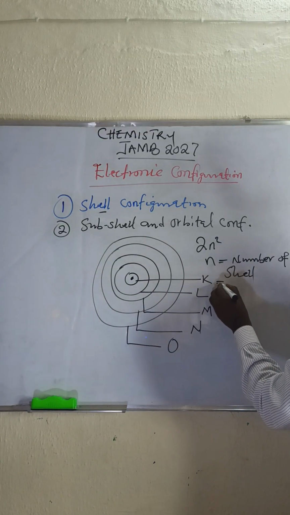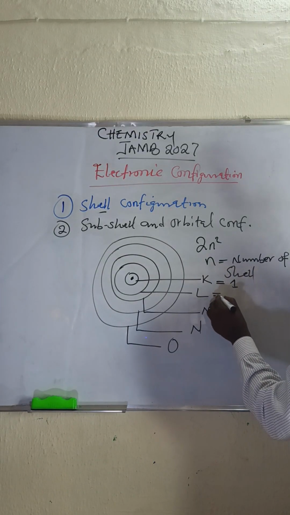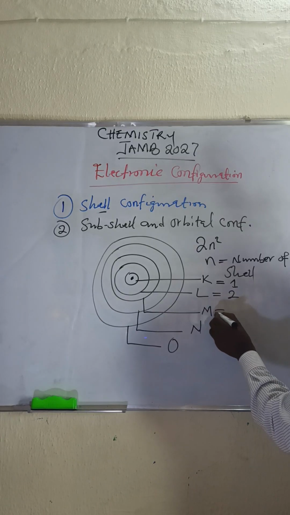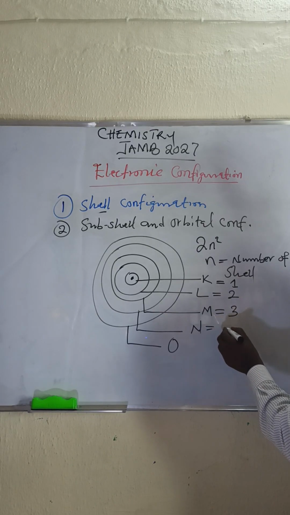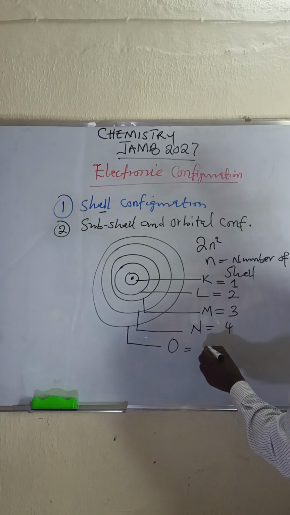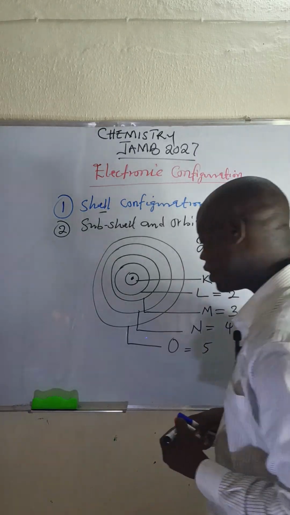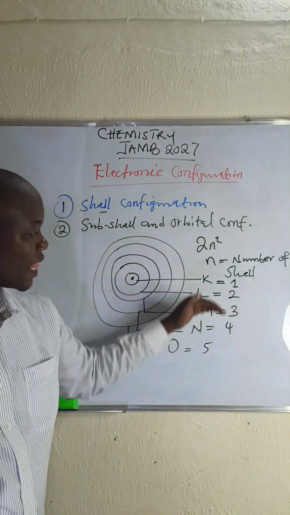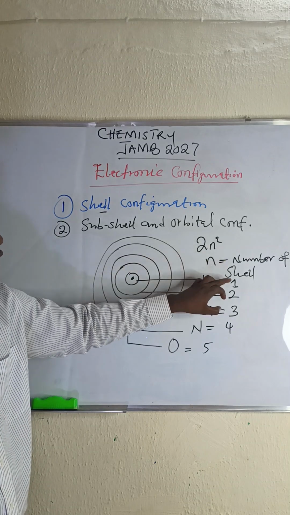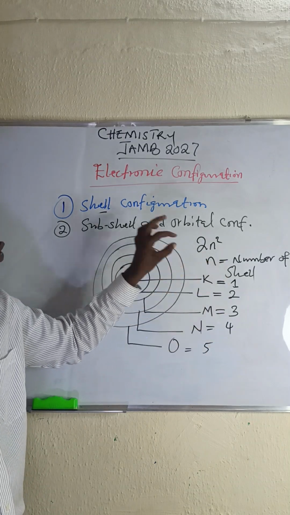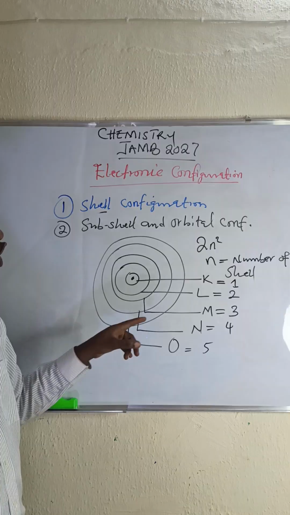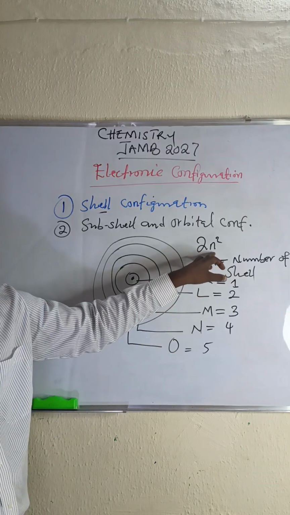So each of these has its own n value. The n value of K is 1. The n value of L is 2. The n value of M is 3. The n value of N is 4. The n value of O is 5. So these are the numbers that represent n. To know the maximum number of electrons each of these shells contains, we now use this formula.